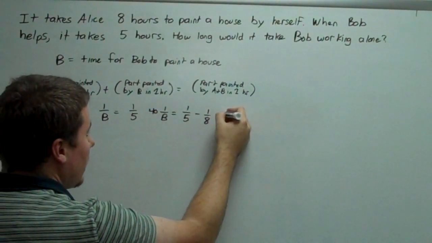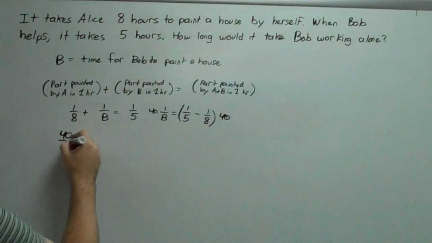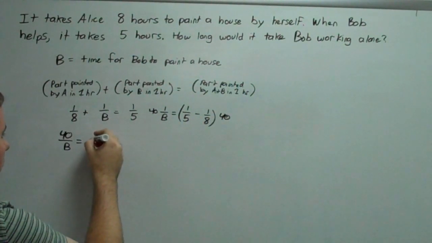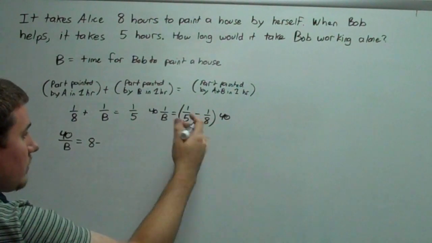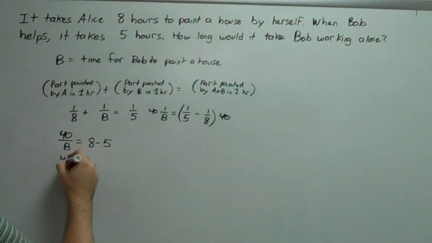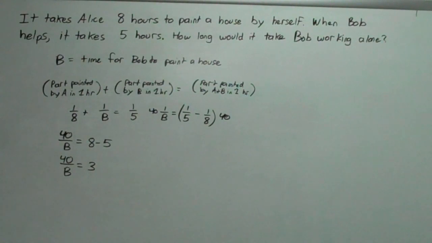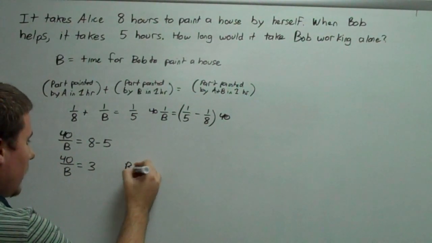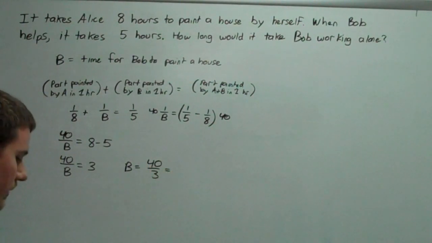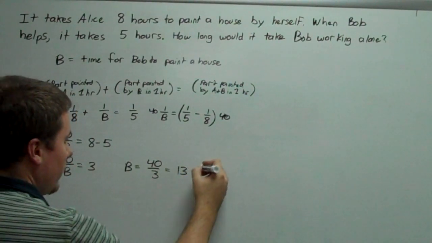So 40 times this and 40 times this will give us 40 over B is equal to 40 over 5, which is 8, minus 40 over 8, which is 5. So then we have 40 over B is equal to 3. You can cross multiply and divide however you like, but you will result in B equals 40/3. Or, in a mixed number, that would be 13 hours and 1/3.